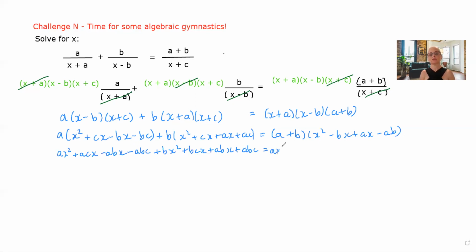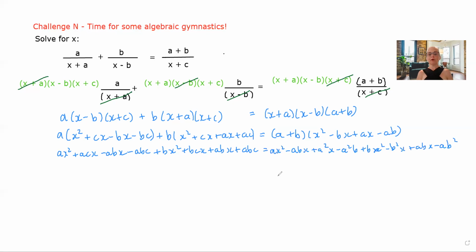So ax squared minus abx plus a squared x minus a squared b plus bx squared minus b squared x plus abx minus ab squared. You'll probably notice I generally try to keep my pronumerals in alphabetical order. It makes it easier then when we go back and try to simplify. We can sort of find things that are equal a little bit easier. Let's have a look here what we've got.